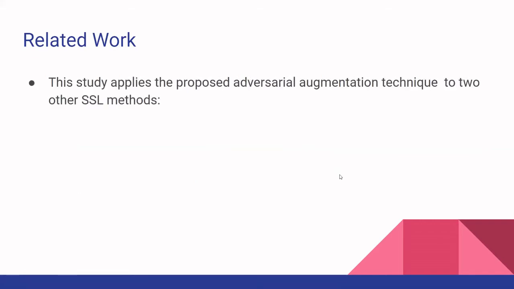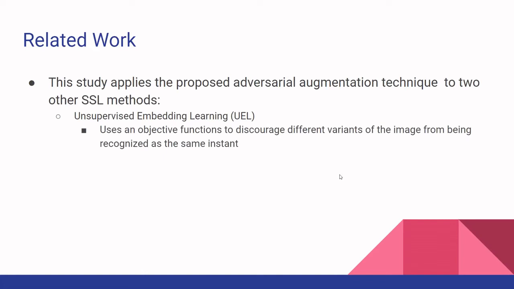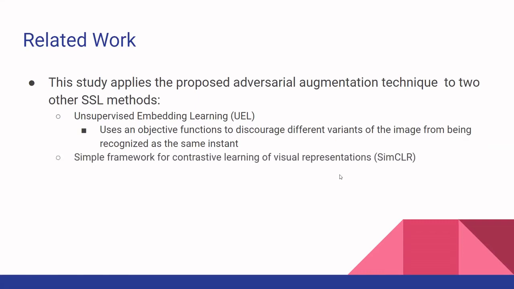So the authors proposed a solution: apply their proposed CLAE solution technique to two other self-supervised learning methods. The first being unsupervised embedding learning, abbreviated UEL, which uses an objective function to discourage different variants of the image from being recognized as the same instance.